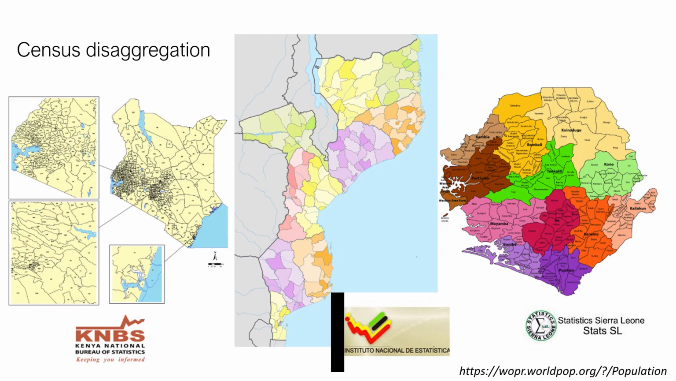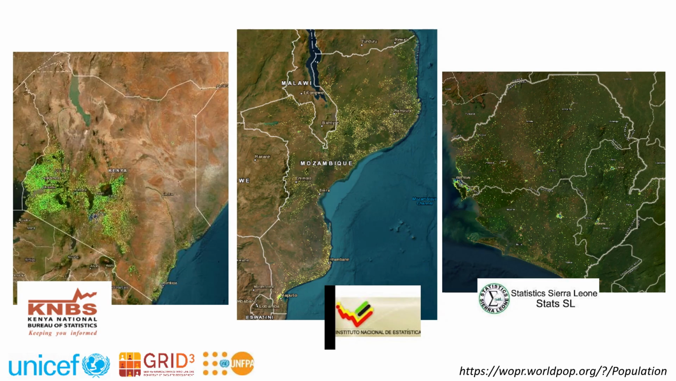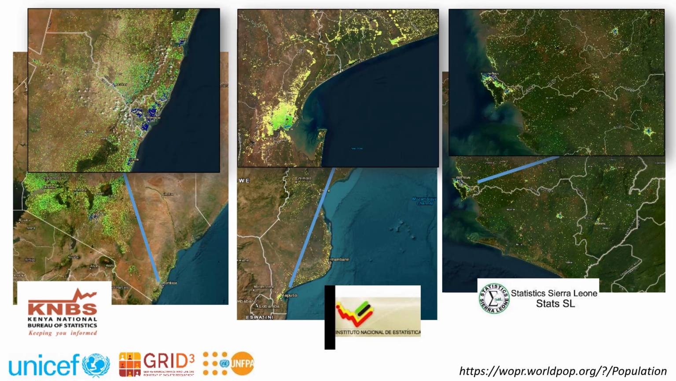So a few examples. Firstly, if we're thinking of the top-down disaggregation, there are countries that have wanted to be able to produce a gridded version of their census. So here are examples for Kenya, Mozambique, and Sierra Leone, where we've taken their census counts and been able to disaggregate those to grid squares using the random forest approach.